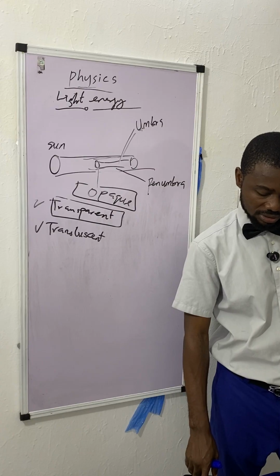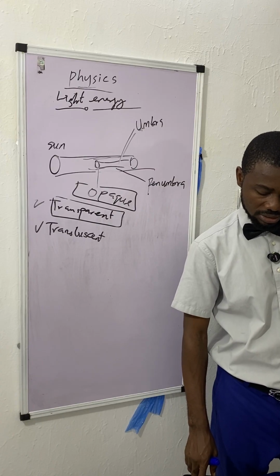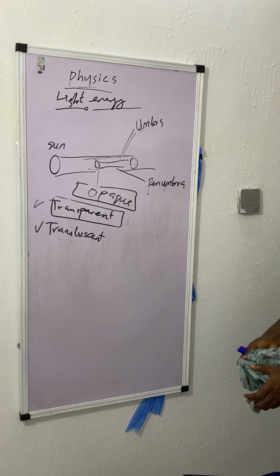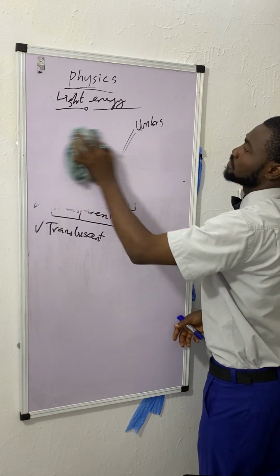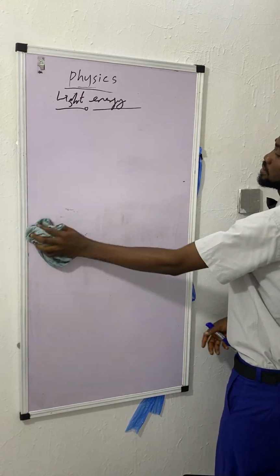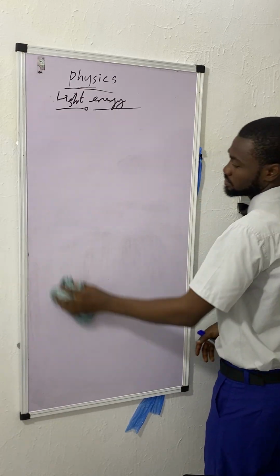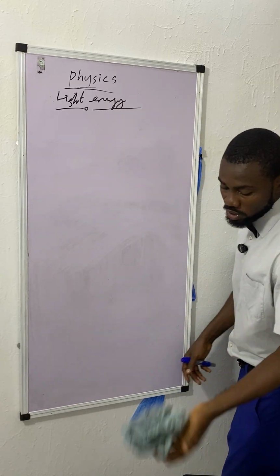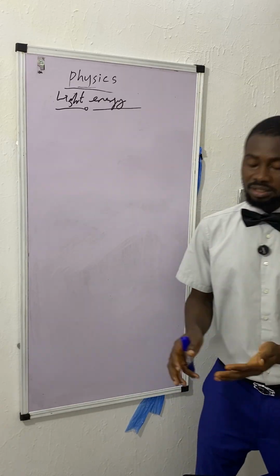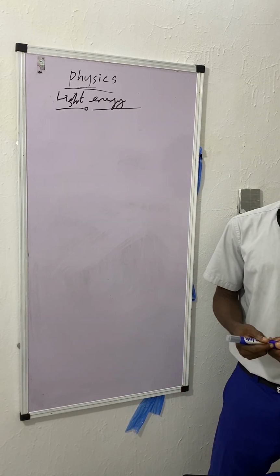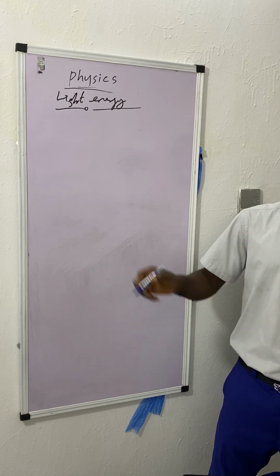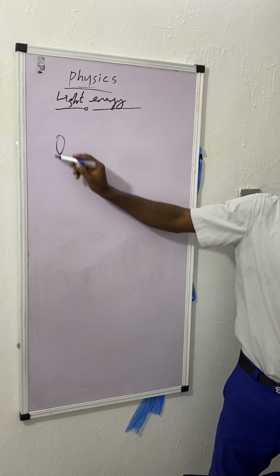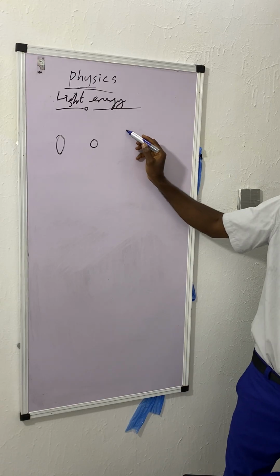Let's understand eclipse: solar and lunar eclipse. A solar eclipse is when the moon is partially blocking the sun. So we have the sun here, the moon here, and the earth here.